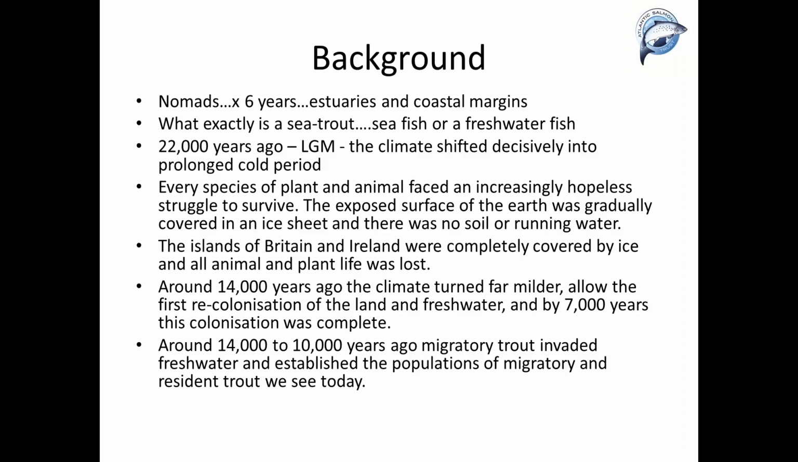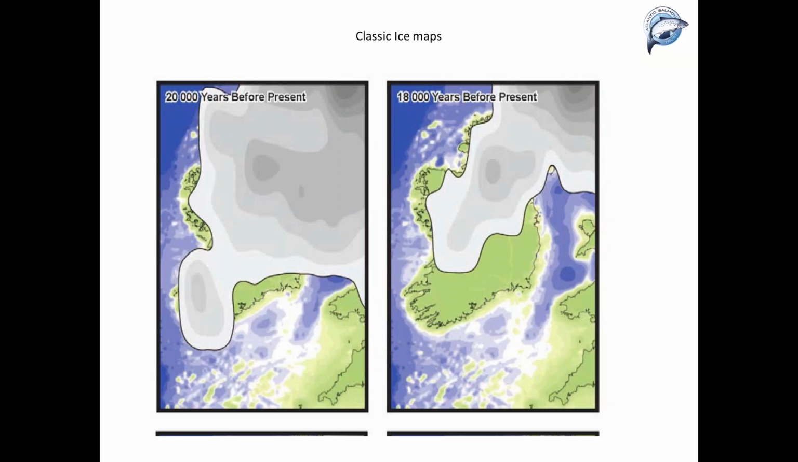And it was around the period of 14,000 years ago to 10,000 years ago that the migratory trout began to invade fresh water and to establish populations of migratory and resident fish in Ireland. And certainly, the first fish that we saw was the char. And we still have remnant populations of char in Ireland and in Britain, but these are confined to hill lochs and are isolated non-migratory stocks. Certainly when I was going to school, this is the sort of map that we were presented with in terms of the Ice Age and what the Ice Age meant to Ireland as a country.